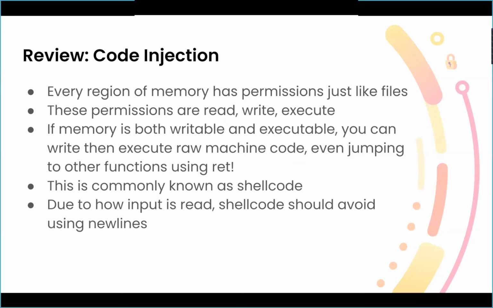So if a region of memory is both writable and executable, that means you can write code to it and then execute it, right? You can just write raw machine code and then jump to it, and your code will be called. This is commonly known as shellcode, because most of the time you put code that gives you a shell in there.